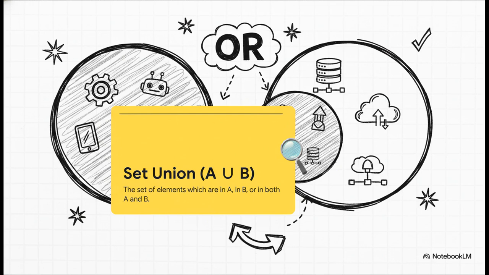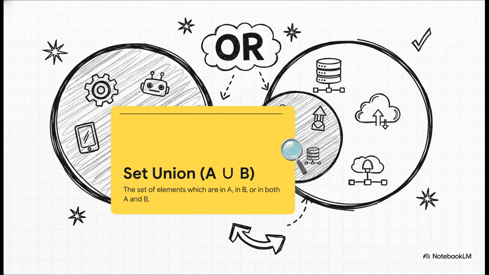So, what is a union, really? The key word you've got to remember is "or." As you can see right here, the union of two sets, let's call them A and B, is everything that's in set A, or in set B, or in both of them. Basically, if you're in either group, you're on the list.